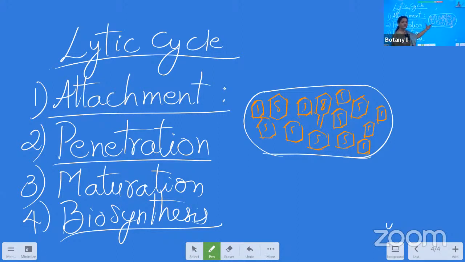So once the synthesis of the viral heads occurs in the bacteria, immediately these viral heads are having the protein coat called capsid now. That will release the enzyme lysozyme.